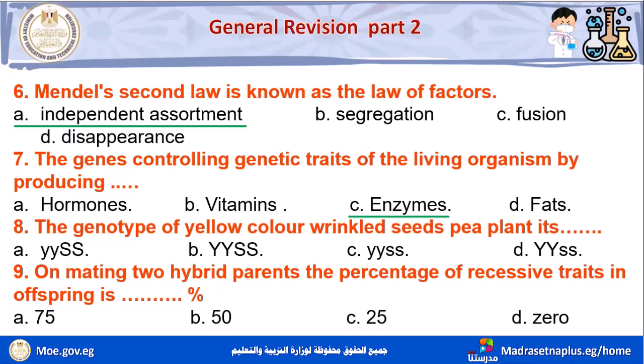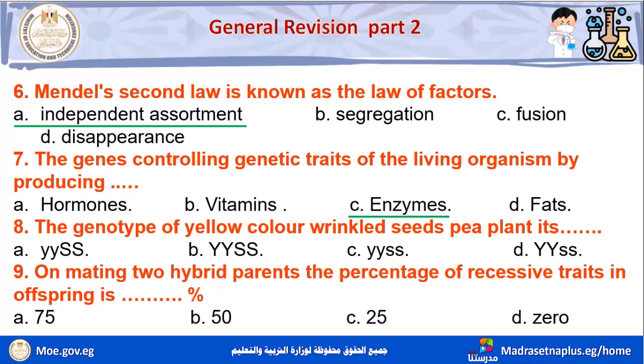Question number 8. The genotype of yellow color wrinkled seeds pea plant is space. Letter A, y small, S capital, S capital. Letter B, Y capital, S capital, S capital. Letter C, y small, s small, s small. Letter D, Y capital, s small, s small.